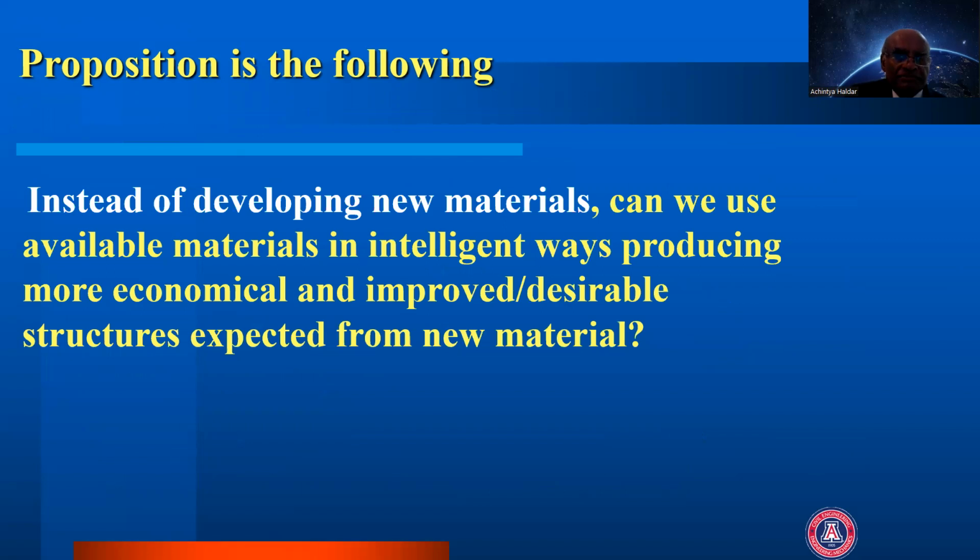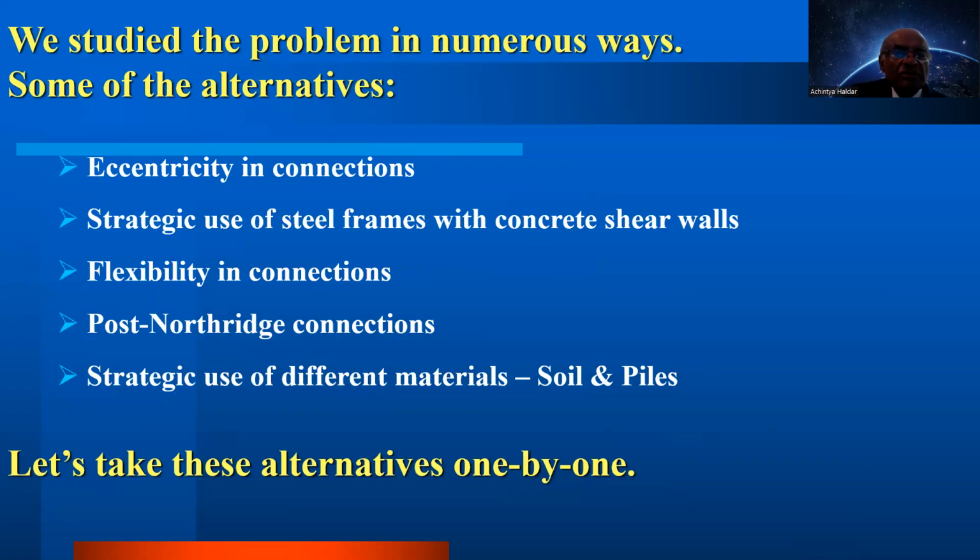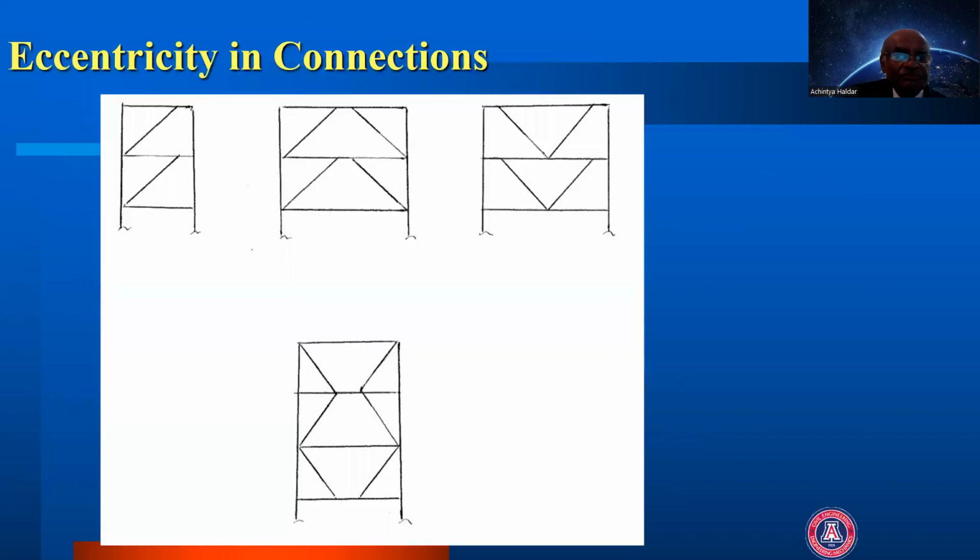Now, some of the things we studied are eccentricity in connection, strategic use of steel frames with concrete shear walls, flexibility in connection, post-tensioned connection, strategic use of different material, soil and pile. Let's take each one of them one by one. When I talk about eccentricity in the connection, you can see I'm not giving this bracing a concentric connection. There is always some kind of eccentricity.